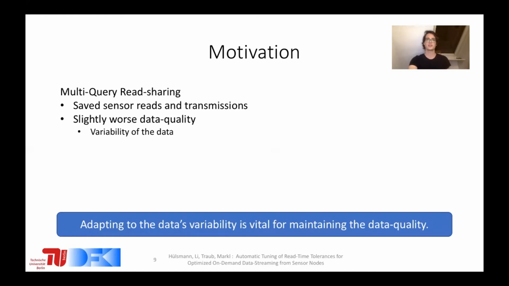Read sharing techniques mitigate the negative impact of running multiple queries by scheduling fewer reads that they forward to multiple queries simultaneously. However, conducting fewer reads inevitably worsens the quality of the sample data. Existing read sharing techniques do not adapt the extent of read sharing to the data's variability. However, this is vital to maintain the desired data quality, especially if the gathered data behaves very unexpectedly.